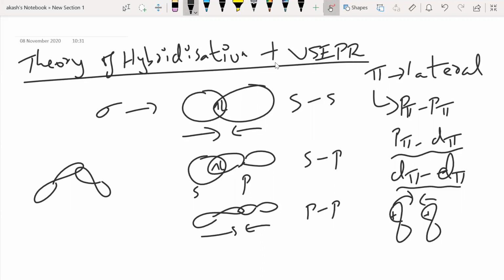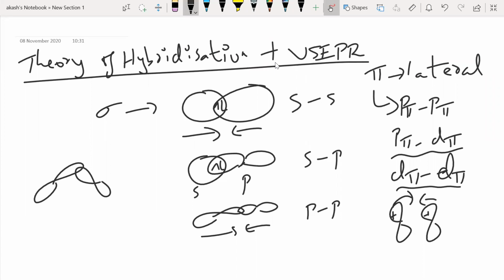So it is not going to be a head-on collision, it is going to be a lateral overlap like this. So this is what is called your pi bond, right? Obviously you know how to find the number of pi bonds and sigma bonds in a molecule. The first ever bond which forms between any two elements will always be a sigma bond.